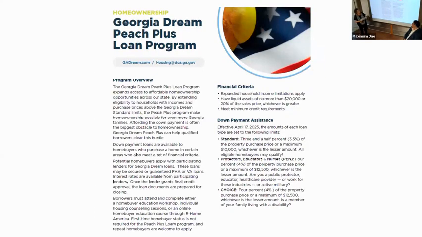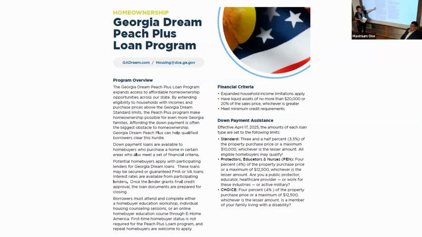And then you've got the Georgia Dream Peach Plus. The VA one has the same income guidelines and the same limit of up to $550,000. This one will go to $650,000. The income goes to $199, one to two people is $195,435, and three plus is $224,750. Oh wow, that's how much it goes to, and this will take you up to a $650,000 sales price.